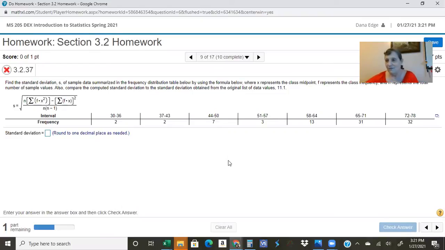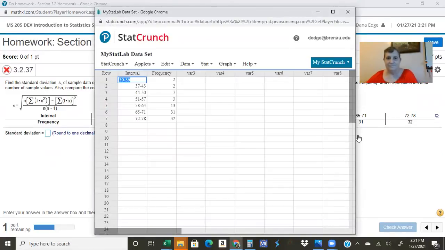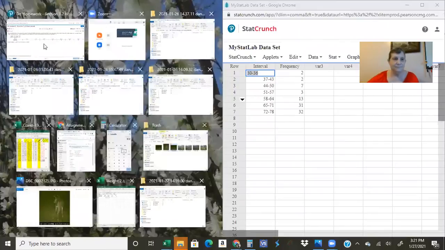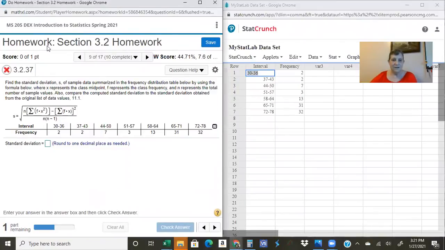Here's your formula for your standard deviation of a frequency distribution. Harsh. But it turns out if we go to StatCrunch, this loaded all of this information. Let me pull it to the side so we can see what's going on here. So all of this, 30 to 36, the frequency was 2. So here's our class, here's our frequency.